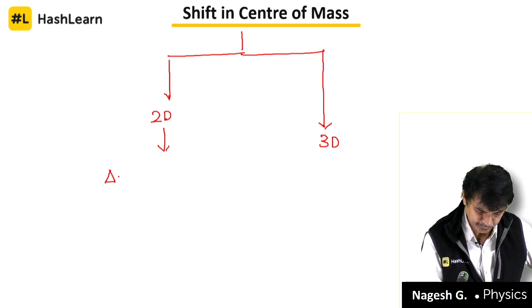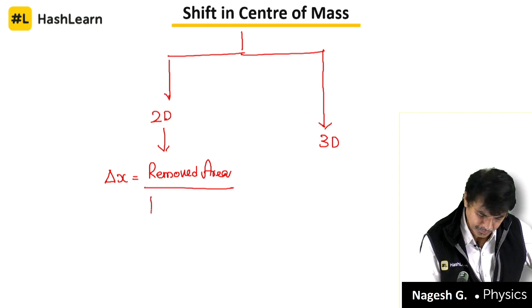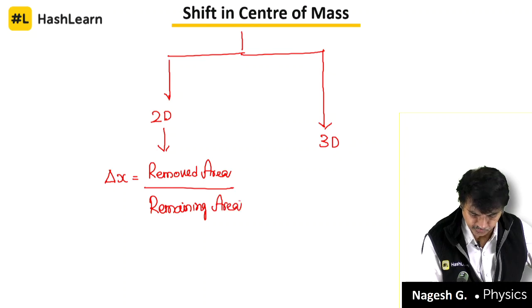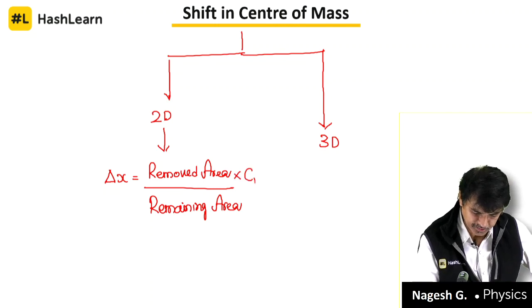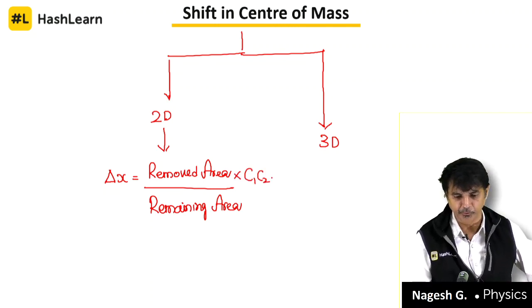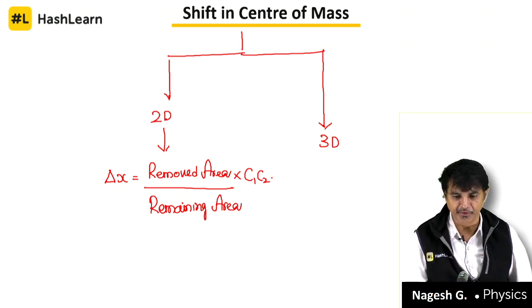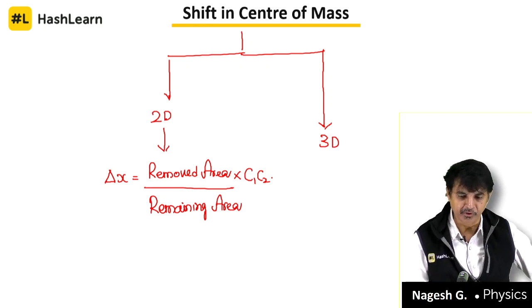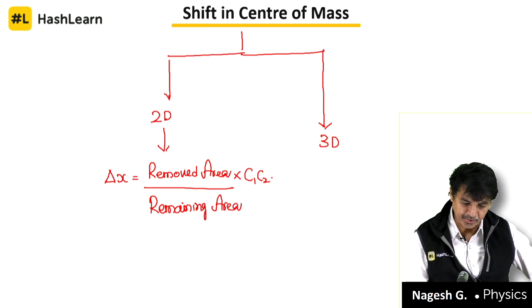Shift in center of mass, delta x, is equal to removed area by remaining area. When you deal with two-dimensional objects, you have to deal with the area only. Removed area by remaining area into the distance between the two centers C1 and C2. C1 is the center of the entire body before cutting. C2 is the center of the body that is cut. So, shift in center of mass will be obtained by the equation removed area divided by remaining area into distance between the two centers.